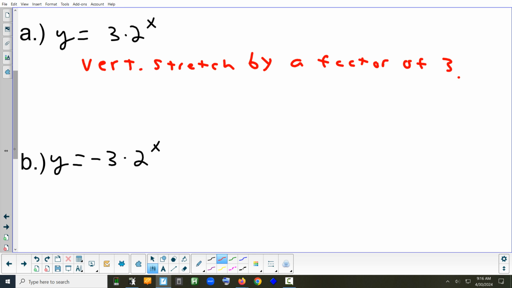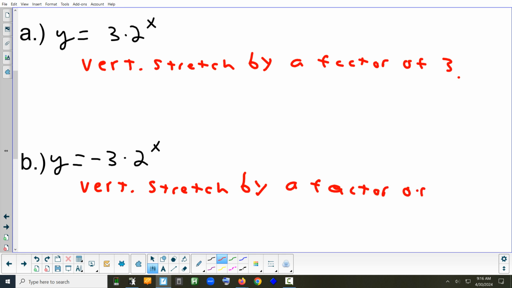All right. How about same kind of problem, but this time instead of a 3, it's a negative 3. What's the sentence you would write here? Vertical stretch by a factor of 3. So it starts out the same way. Vertical stretch by a factor of 3.